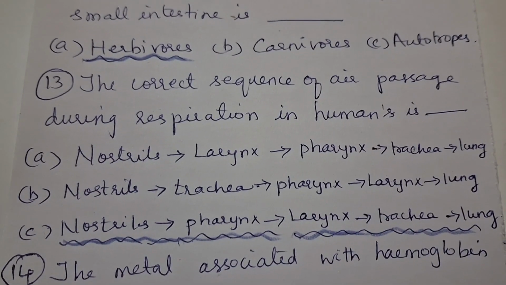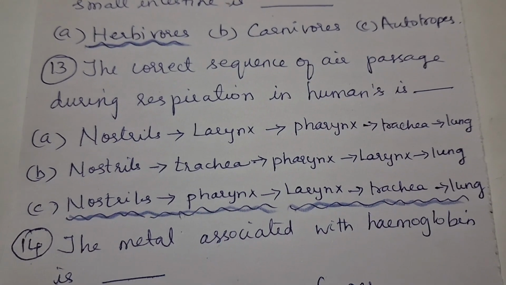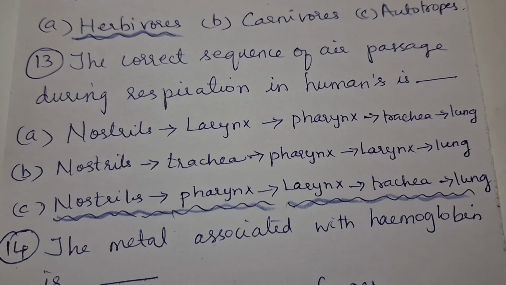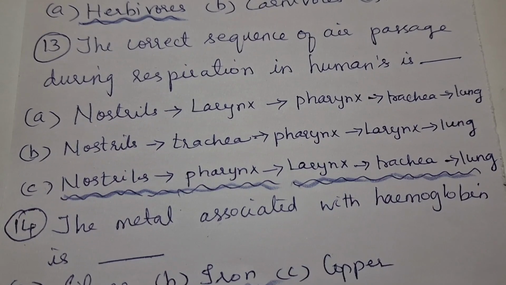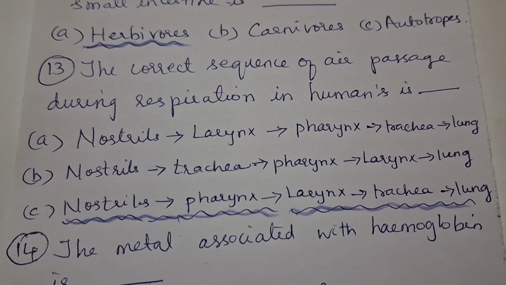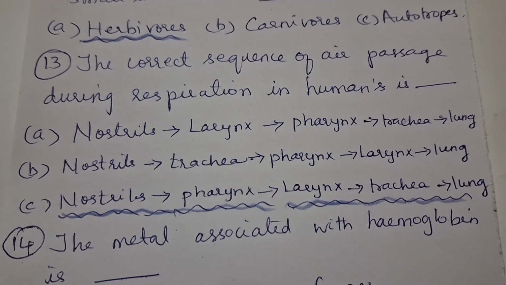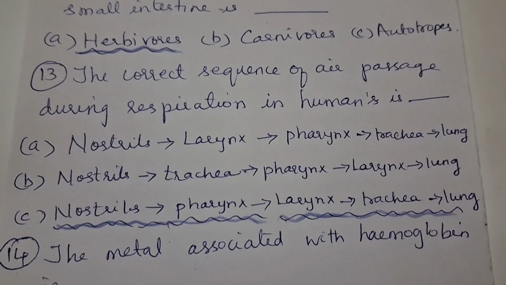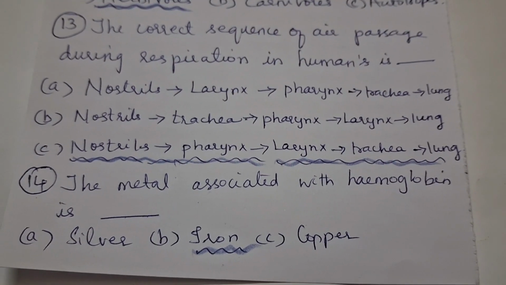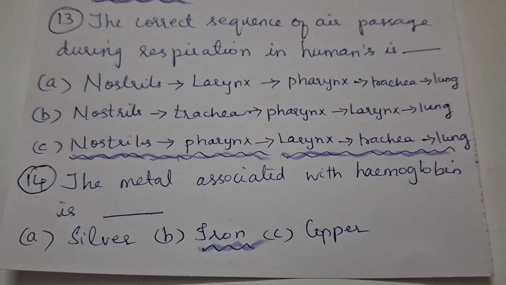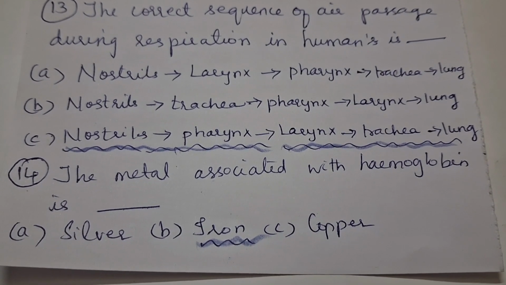The correct sequence of air passage during respiration in humans is: nostrils, larynx, pharynx, trachea, lung. The next one is nostril, pharynx, larynx and lung. The last one is nostril, pharynx, larynx, trachea and lung. So the answer is C. The metal associated with hemoglobin is silver, iron, copper. So the answer is iron.